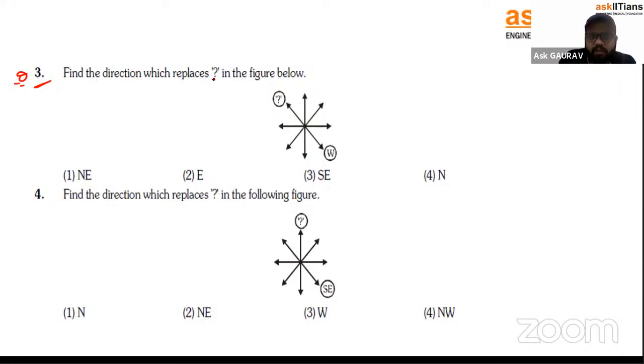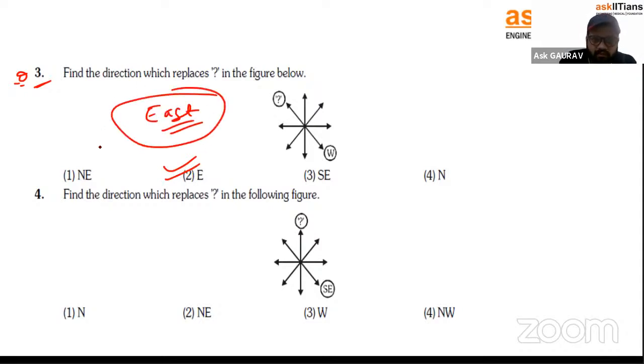Question number 3. Find the direction which replaces the question mark. If this is west, this is easy. If this is west, then opposite to it is the question mark. That will be east. That's it.